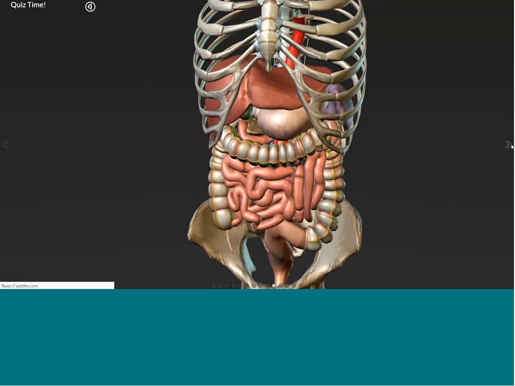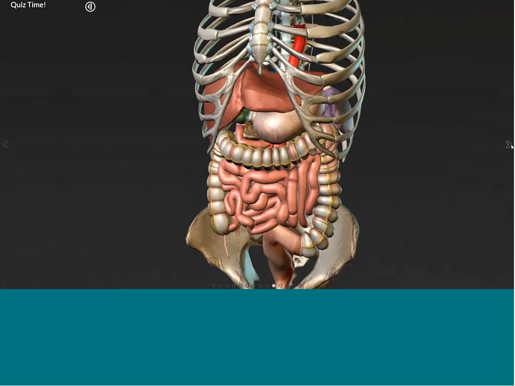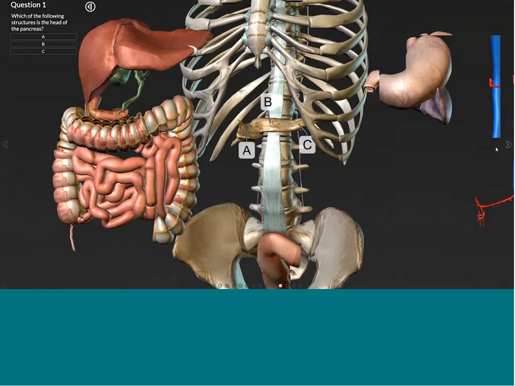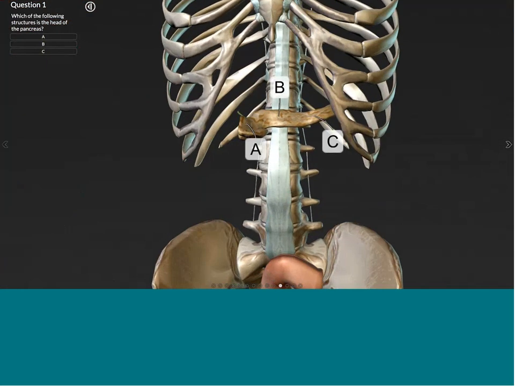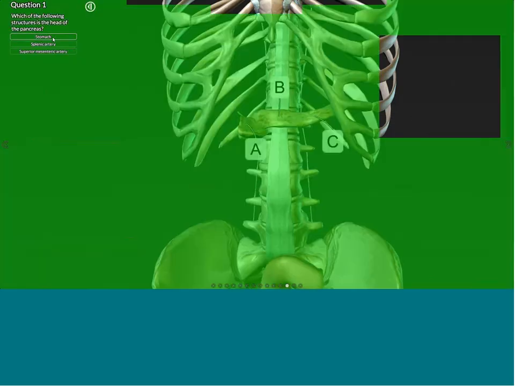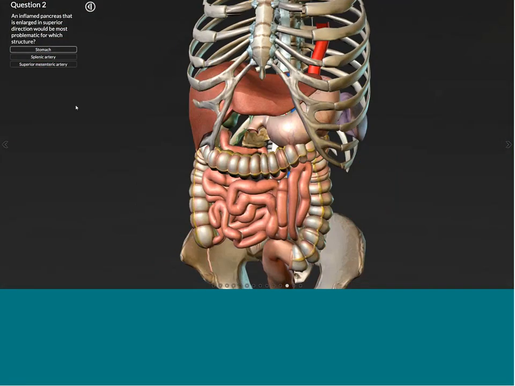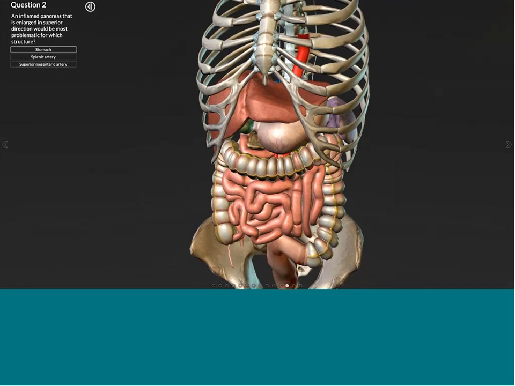At the end of each session, there's a series of review questions that will encourage the students to apply what they just learned. So in this case, which of the three structures shown here is the head of the pancreas? If you were paying attention to the session, you would remember that that is A. This is a multiple choice question that talks about inflammation of the pancreas. If the inflammation is superior, what is going to be in the way?